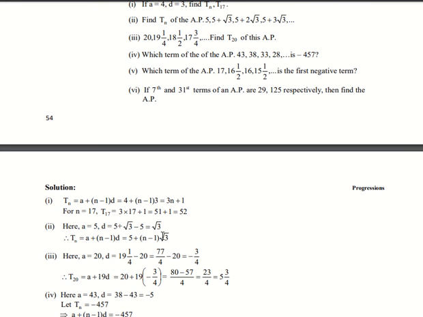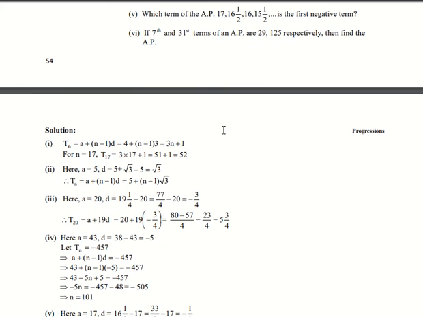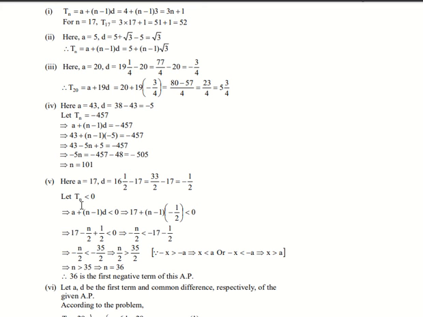Okay, I'll take one of these questions. Fifth one: which term of the AP is the first negative term? The first negative term should be less than 0. That is what they are stating here. So how do you write the last term? a plus n minus 1 d should be less than 0. We have to find n here.